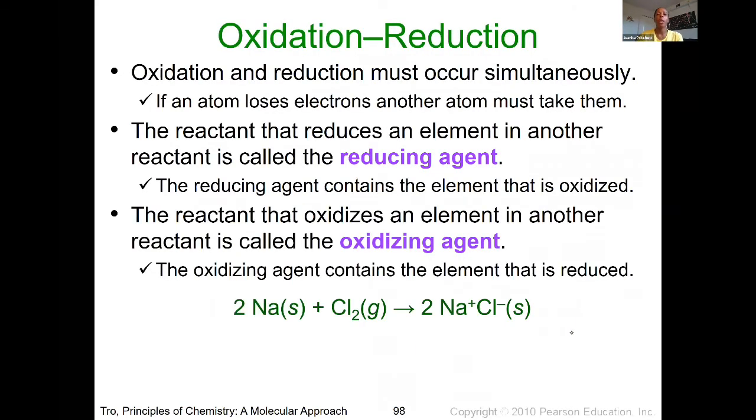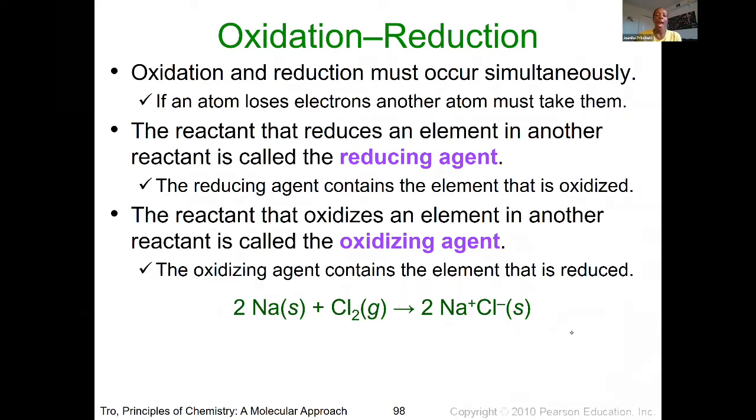Now, one other thing that we can declare when we're doing these redox reactions is defining what's called our reducing agent and the oxidizing agent. In these chemical reactions, you have oxidation and reduction happening simultaneously. Someone's losing electrons, someone's gaining those electrons. And so we can declare the reducing agent as the reactant that allowed the other element to become reduced. Because I gained your electrons, I allowed you to become reduced. I'm working for you. I'm your agent. So I'm considered to be the reducing agent.